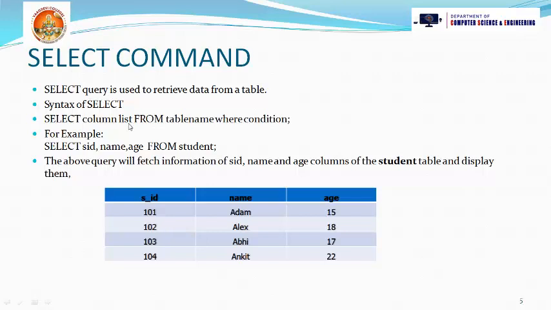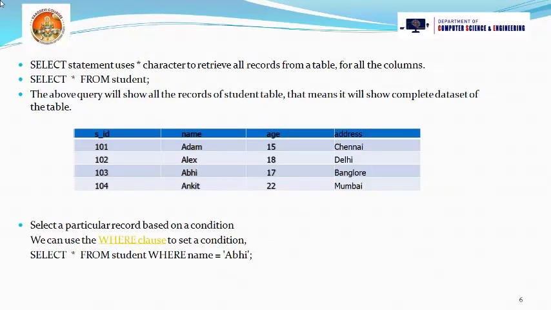So here we use star or the asterisk operator, and that represents all the columns in the table. So here we need to display all the columns in the table, and here also we are not using where clause. That means we need to display all the columns from the student table.